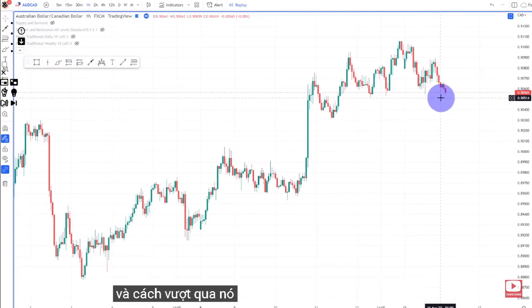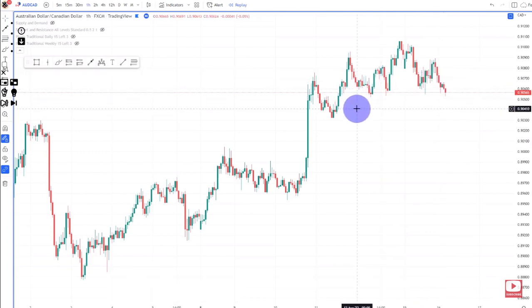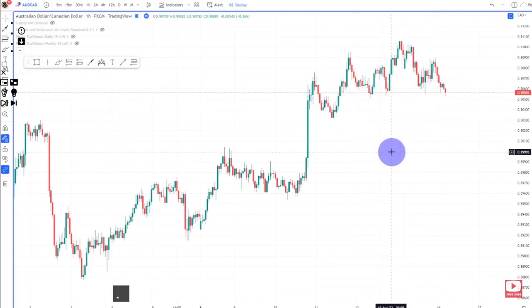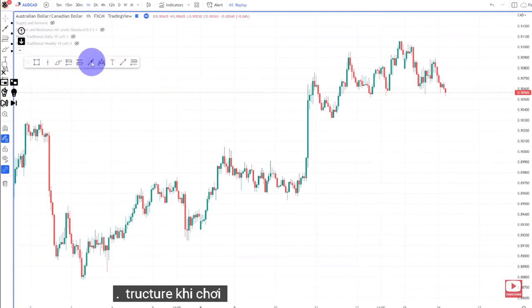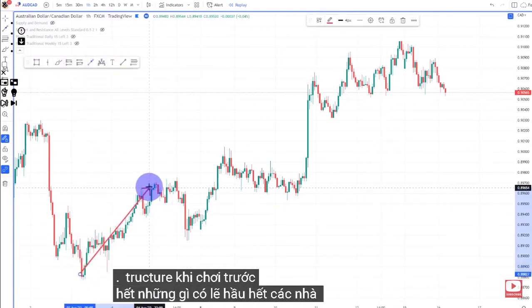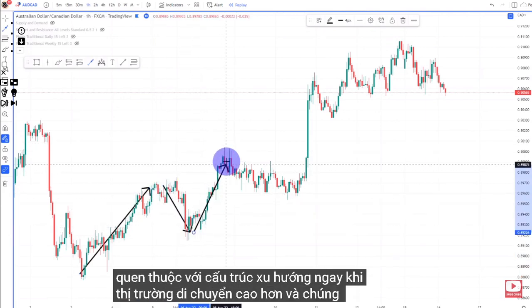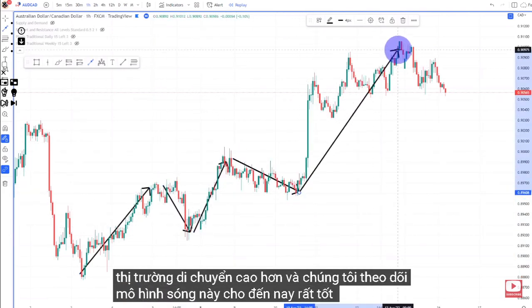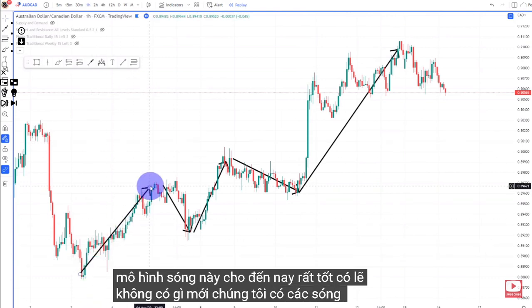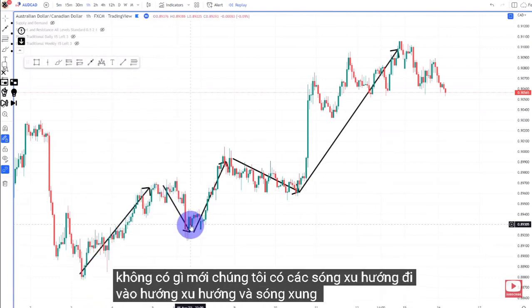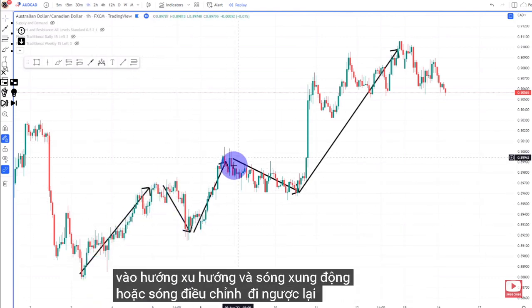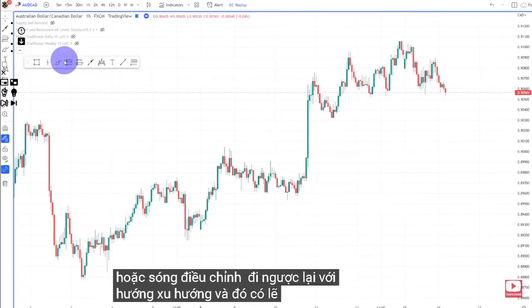So let's take a look at the Aussie CAD, and we have a complex trend change structure at play. First of all, what probably most traders will be familiar with, trend structure, right? The market moves higher and we follow this wave pattern. So far so good, probably nothing new. We have trend waves that go into the trend direction and impulsive or corrective waves that go against the trend direction. And that's probably nothing new.